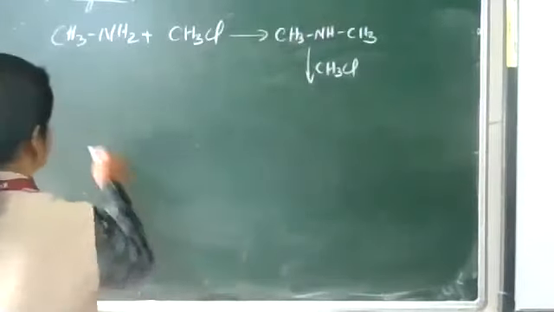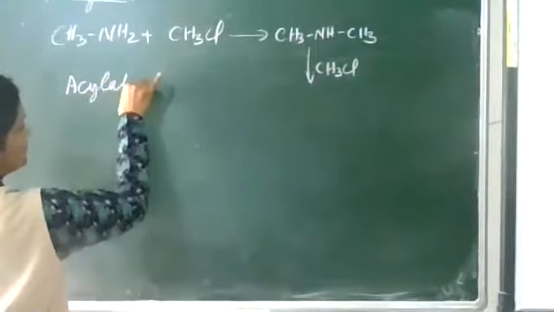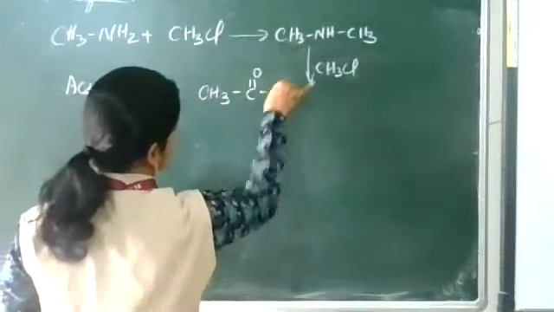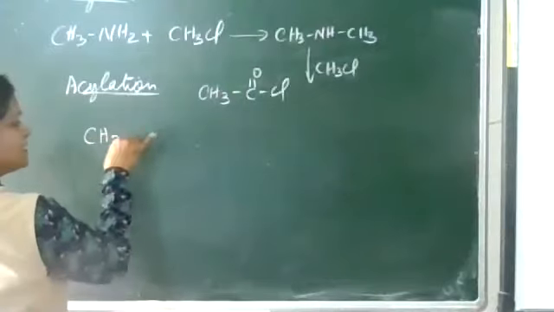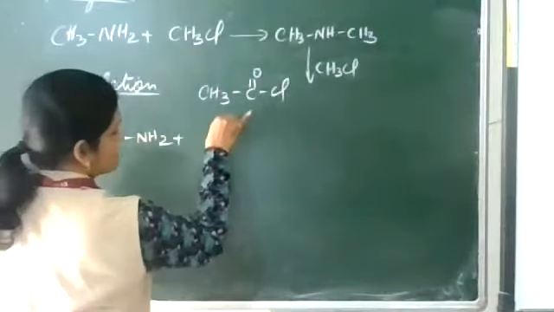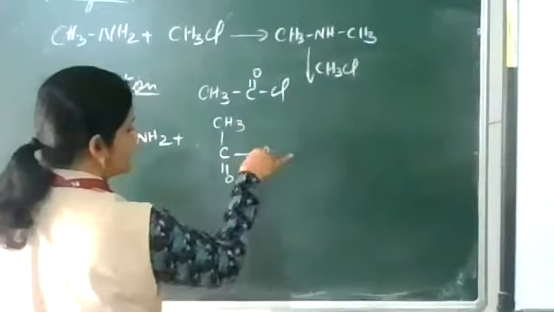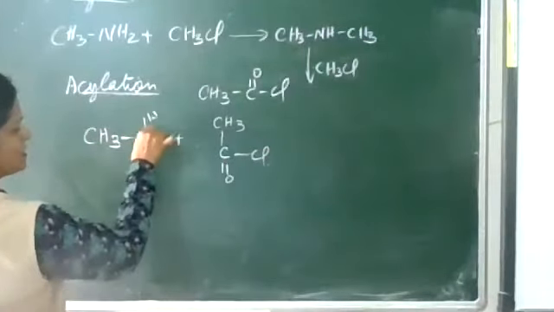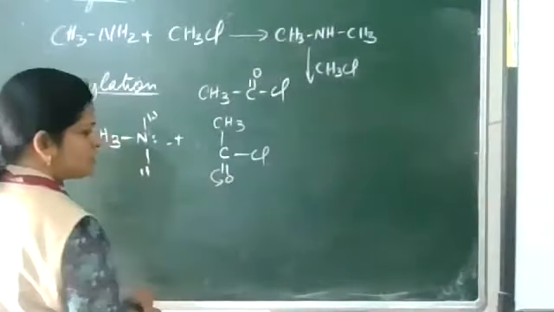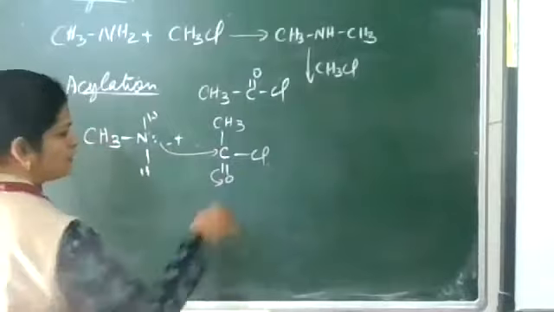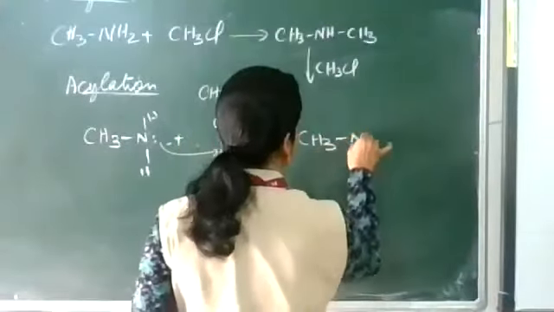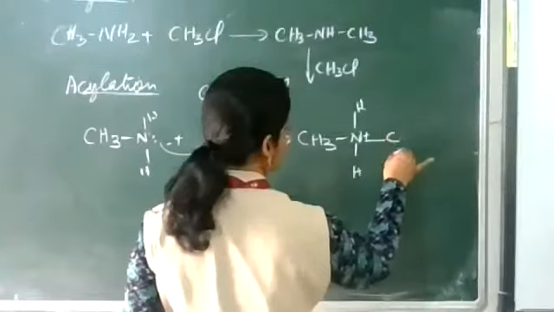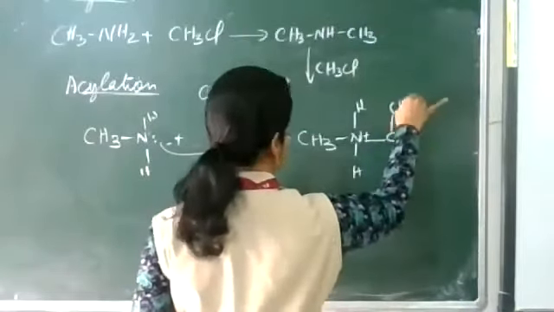Next is acylation. In acylation, we use acyl chloride, CH3COCl. I'm writing down the amine, that is CH3NH2, plus CH3C double bond OCl in a different fashion. Here, this N has a pair of electrons. This bond is polarized, that is C plus, this will be attacking the C plus, and we will be getting CH3NH plus H, and this bond C O minus and CH3.